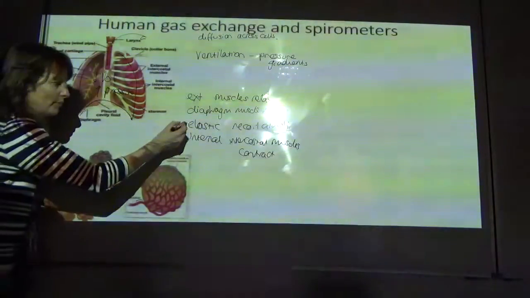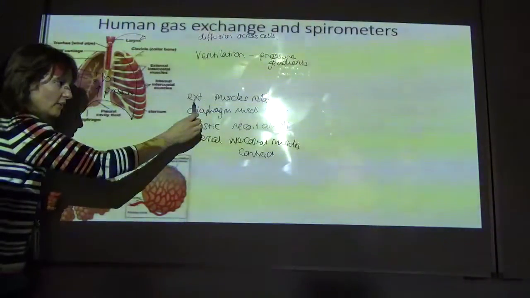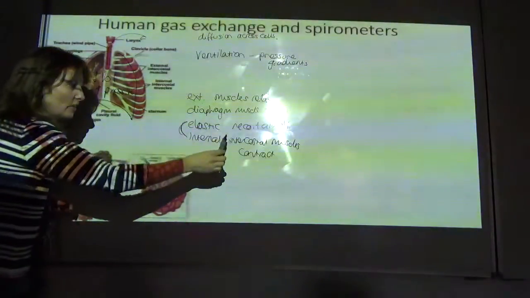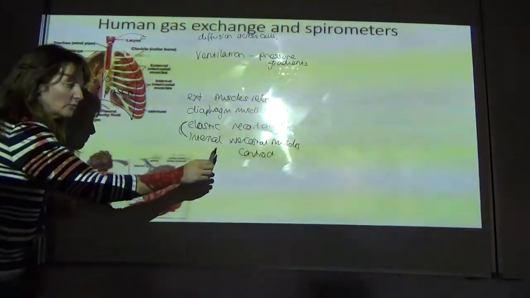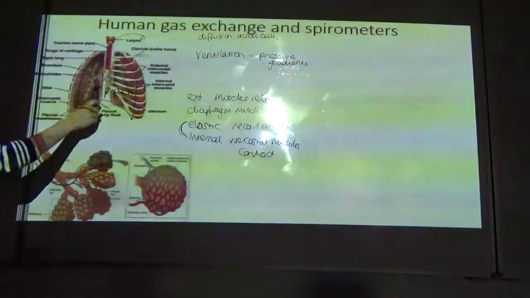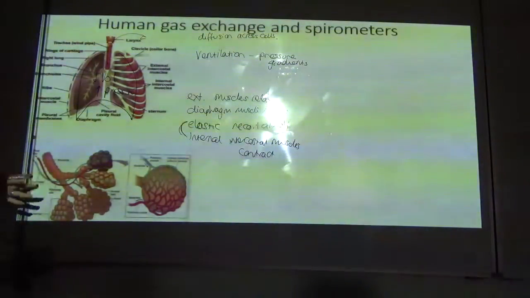But the most important point to remember is the relaxation of the external intercostal muscles and the diaphragm muscle, as well as elastic recoil or internal intercostal muscles contracting. It's those things together that make the volume decrease, the pressure increase, and air moves out down a pressure gradient. So that's the movement of air in and out of the lungs.